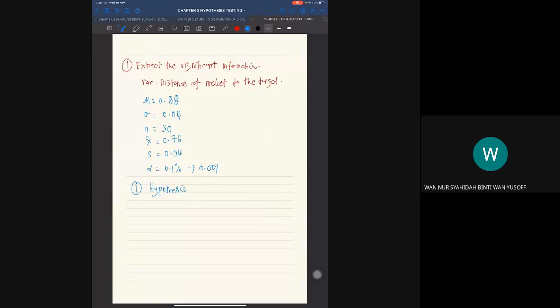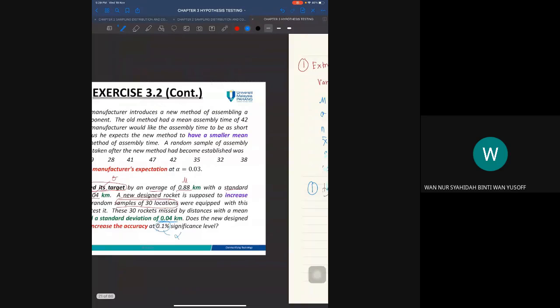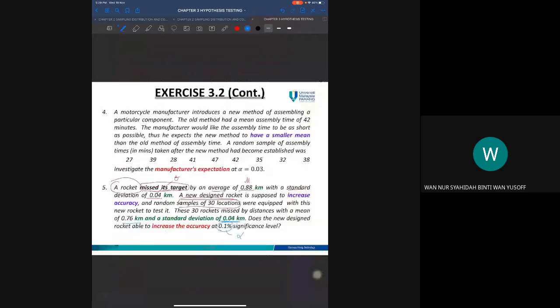Okay, so the hypothesis comes from the purpose of this situation, or the purpose of this question. The purpose is to test, does the new design rocket increase the accuracy? This is the purpose of this experiment. So that purpose is our hypothesis. The keyword here is: increase the accuracy.